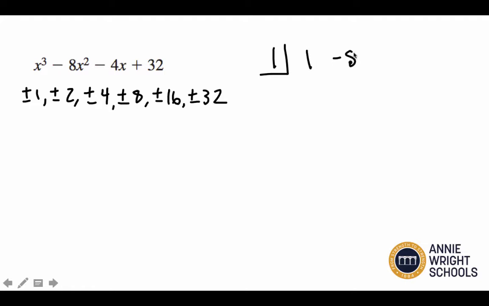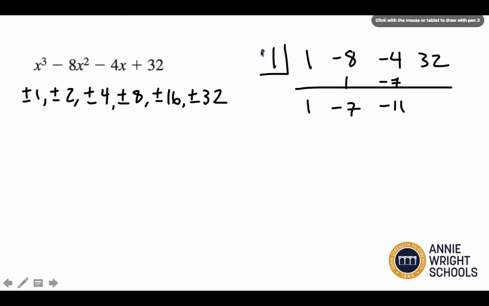So 1, negative 8, negative 4, 32. Okay, so drop the 1. 1 times 1 is 1, and that gives me negative 7. Multiply here, get negative 7, get negative 11. Nope, that's not going to work, so that's not it. Let's try a different number with a different color. 2, that's a 2. Get negative 6, that's a negative 12. Add that up. That's negative 16, and we found it.